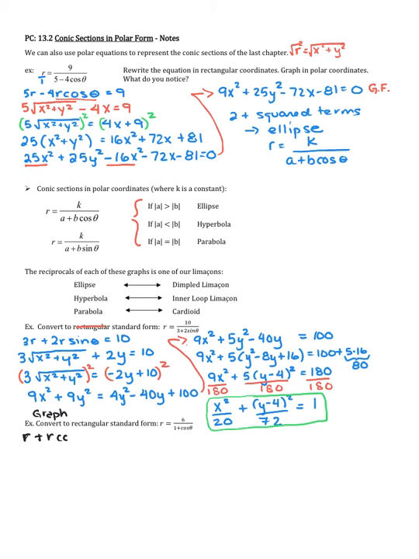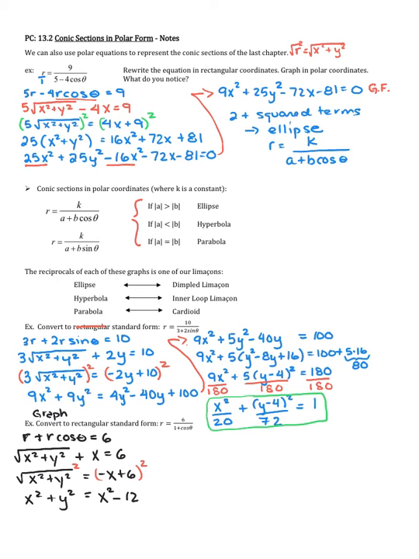plus R cosine theta equals 6. And so I have the square root of x squared plus y squared plus x equals 6. So the square root of x squared plus y squared equals negative x plus 6. And like before, we go through and we square everything. So I end up with x squared plus y squared equals x squared, negative 6, so minus 12x plus 36.